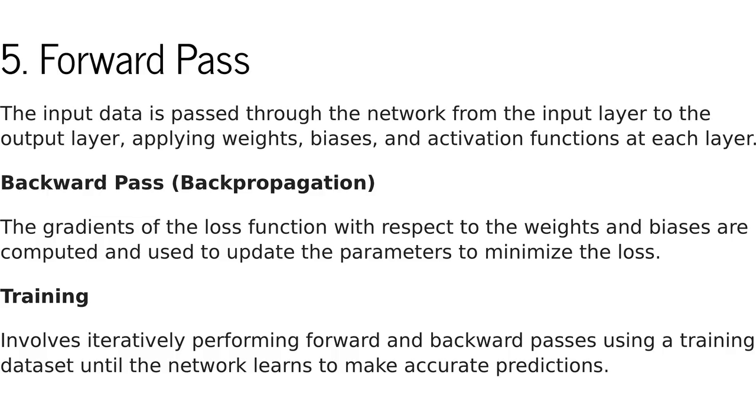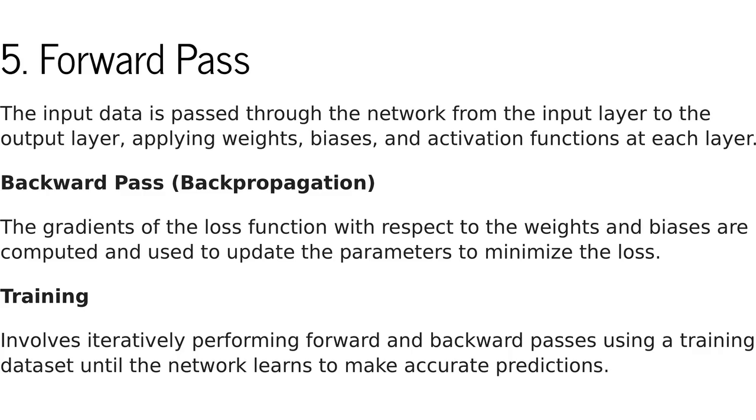The process of training a neural network involves two key steps that are repeated iteratively: the forward pass and the backward pass. During the forward pass, input data is fed into the network and flows through the layers from input to output. At each layer, the weights, biases, and activation functions are applied to transform the data until a final prediction is made. The backward pass, also known as backpropagation, is where the learning actually occurs.